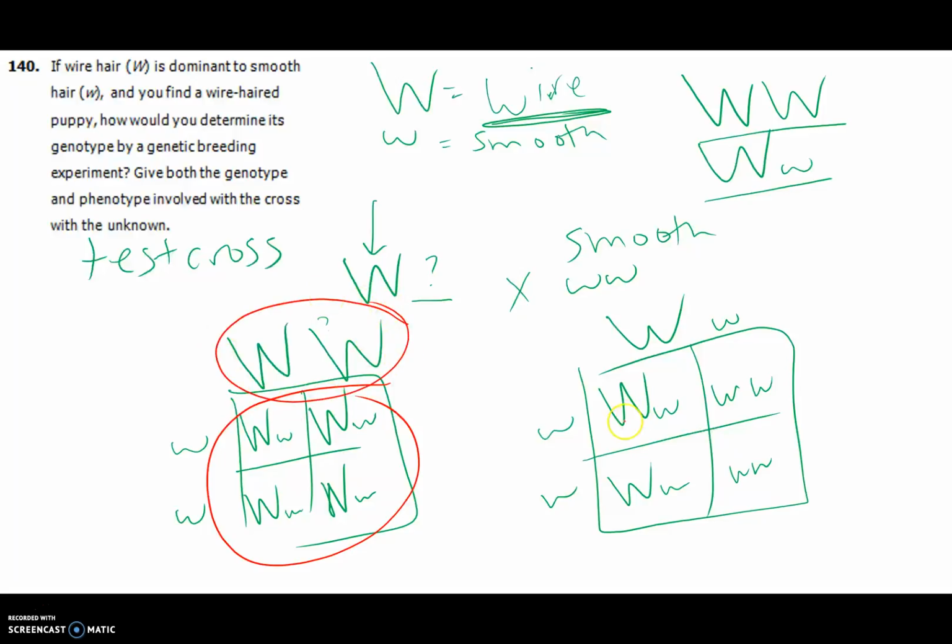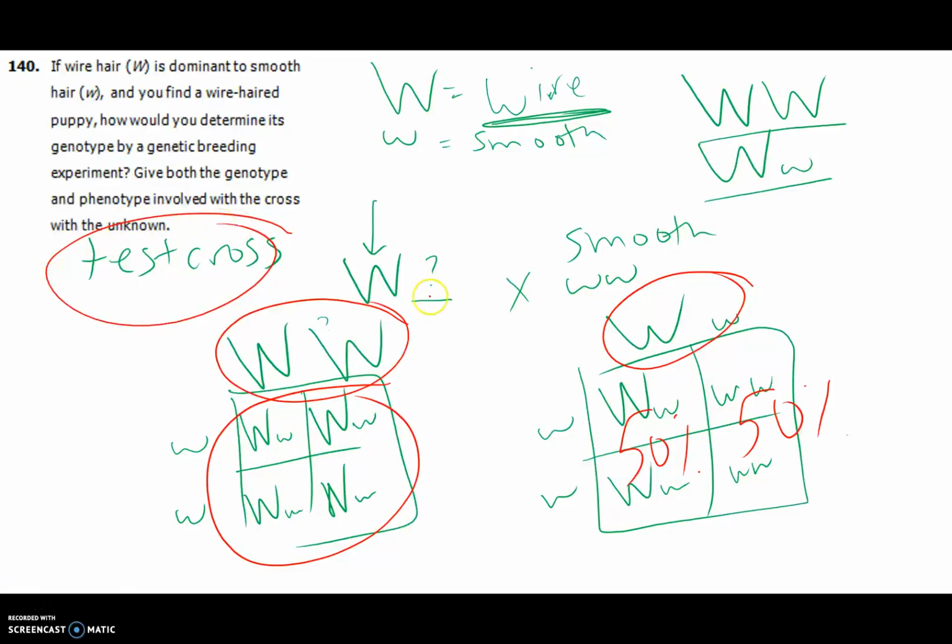But if 50% had wire hair and 50% had smooth hair, that would tell us that the dog that we found is heterozygous. So again, this is called a test cross. When you take your unknown, you don't know what the phenotype is, and you cross it with a homozygous recessive. And then depending on their offspring, that would tell you what your genotype is. So just another quick example as far as test cross.